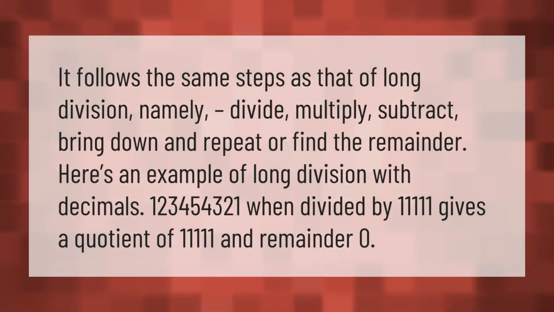It follows the same steps as that of long division, namely, divide, multiply, subtract, bring down and repeat or find the remainder. Here's an example of long division with decimals. 123,454,321 when divided by 11,111 gives a quotient of 11,111 and remainder 0.